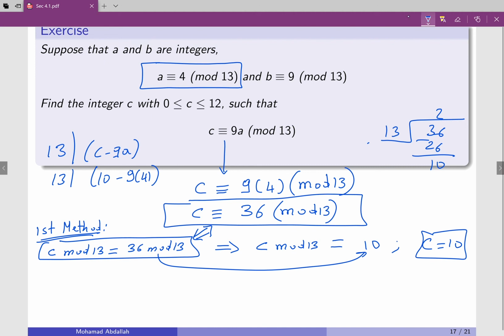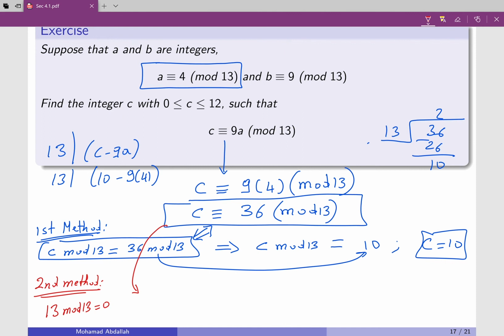My second method is a bit different. Well, I start from here. I want to find C congruent to 36 mod 13. Now, when I work in mod 13, what's 13 mod 13? Remember this: 13 mod 13 is equal to 0, because when you divide 13 by 13, the quotient is 1 and the remainder is 0.